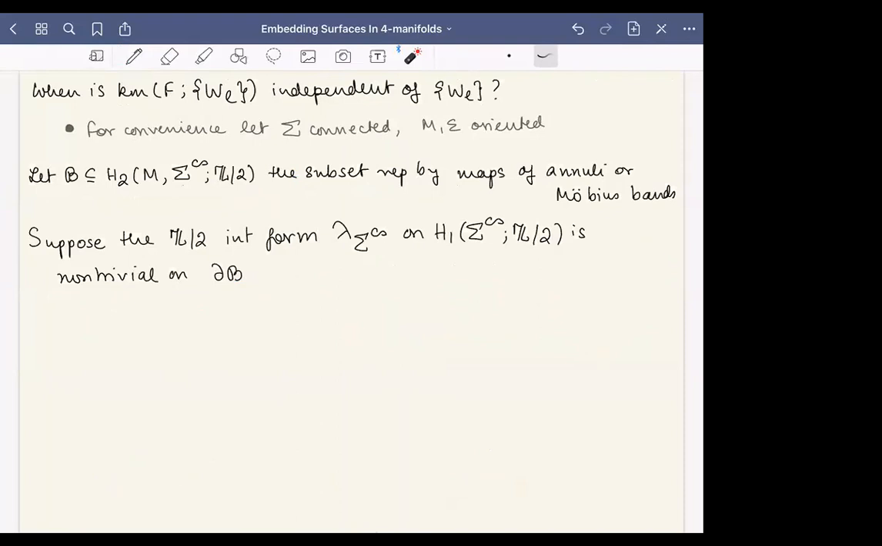Promise I'm very close now. Suppose you're looking at this subgroup of a homology group, which is represented by maps of annuli or Mobius bands. If you know that the Z2 intersection form on your surface is non-trivial on the boundary of this subset, then you can change the Kervaire-Milnor count.